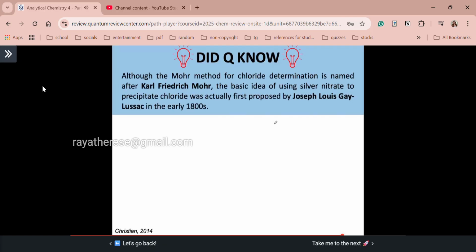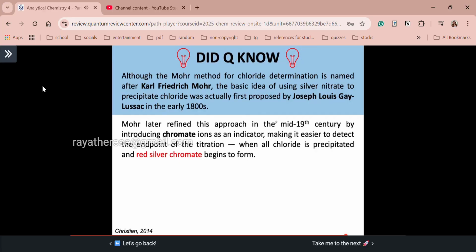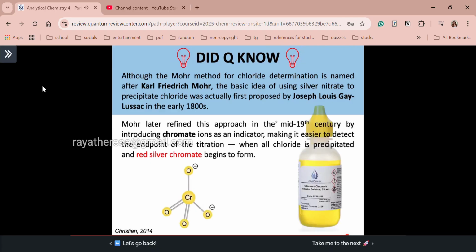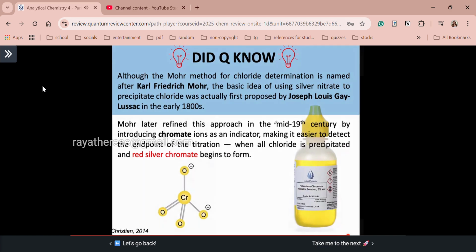Although the Mohr method for chloride is named after Mohr, the basic idea of using silver nitrate to precipitate chloride was actually first the idea of Joseph Louis Gay-Lussac. Yes, the same person we mention in Gay-Lussac's law, in the early 1800s. Why Mohr's method and not Gay-Lussac's method? It's because Mohr refined the approach, introducing chromate ions as an indicator so the endpoint is easier to detect. That's why it's better known as the Mohr method. So after Volhard and Mohr, we now move on to the Fajans method.